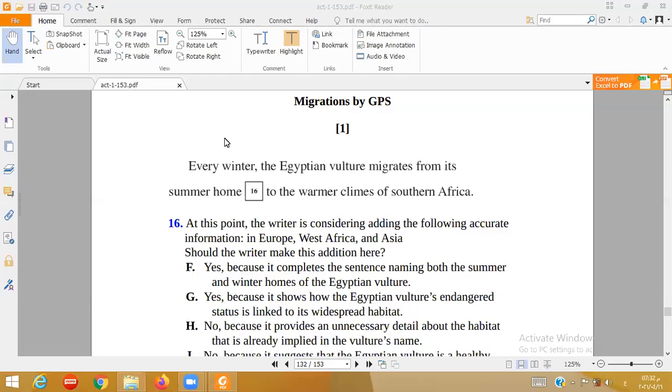Today we have a passage from the ACT, "Migration by GPS." Migration by GPS. All right.